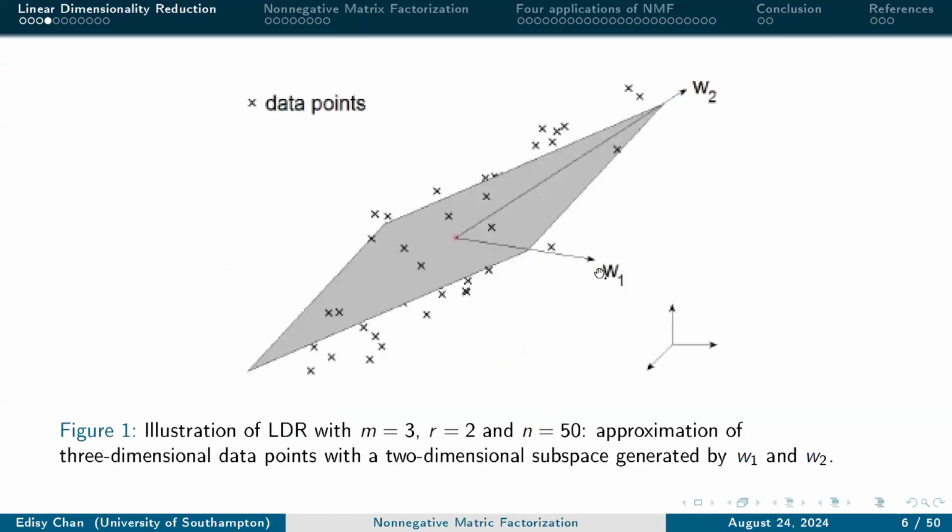Now this is a picture to show you how we can do it with m equals 3, which is the dimension of the vectors, r equals 2, which is the number of basis elements, and n equals 50, which is the number of data points. You can think of it like this: in three-dimensional space we have 50 data points, and they are just everywhere. We would like to find a plane spanned by W1 and W2 which approximates all these points.